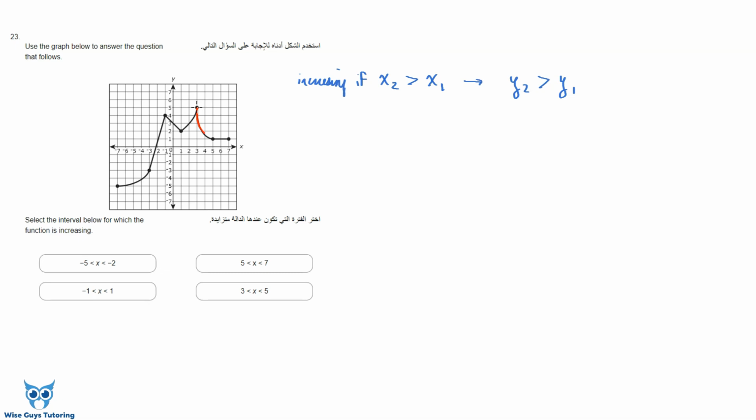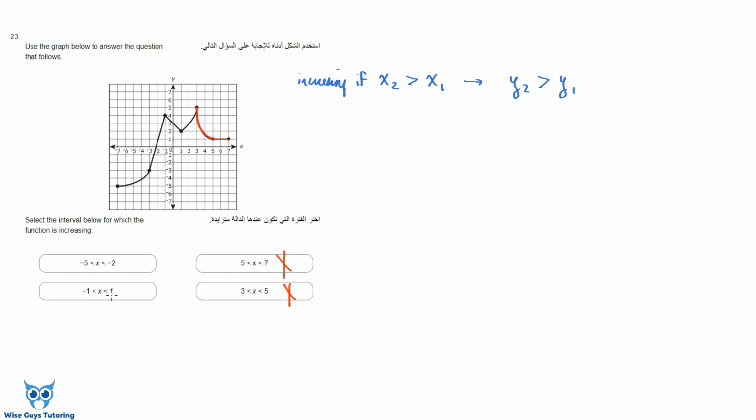So in this section here, we are going down, right? As x is going up, y value is going down. Therefore, this is a decrease. If you look at 5 to 7, between 5 and 7, here they are, 7 is greater than 5, but they're both at y equals 1. Here it is neither increasing nor decreasing. So this one is not increasing either.